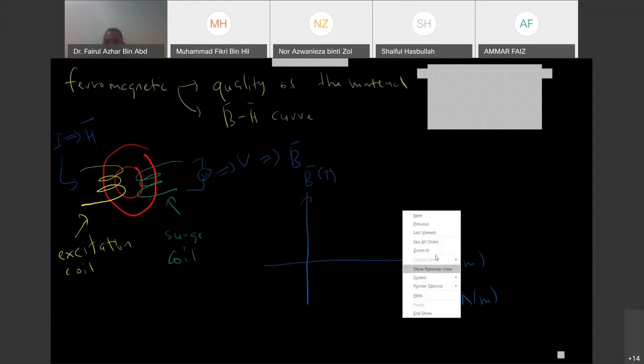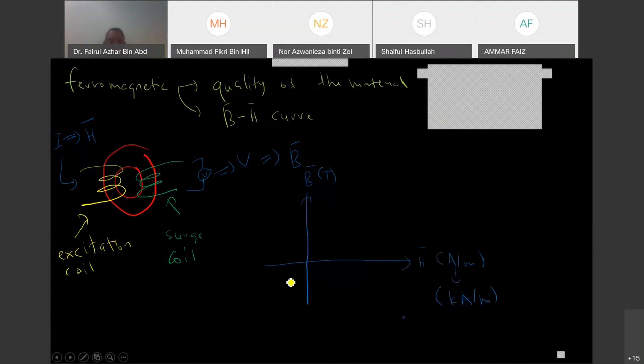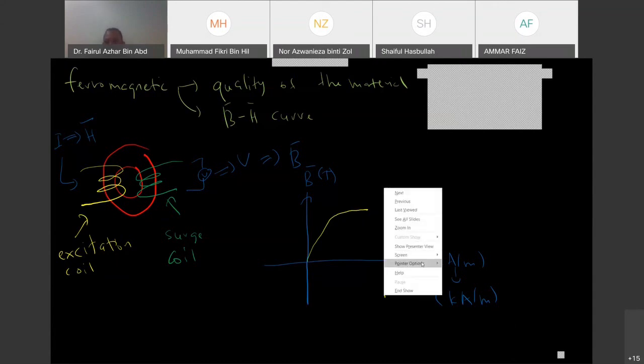When we initially inject the current at the excitation coil, from zero value until a certain value of current, at the same time we measure the voltage here, and we get this kind of characteristic. After that, we need to decrease the value of current from the previous maximum value to zero, and we measure the voltage across the search coil.